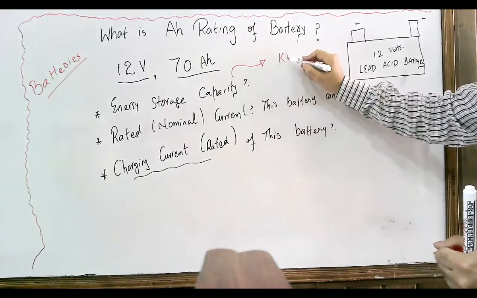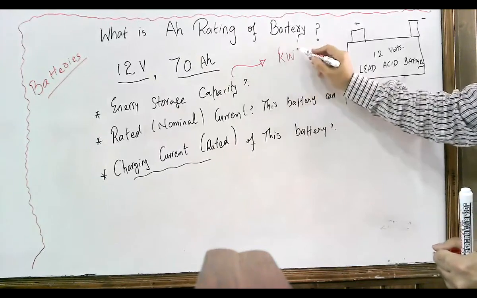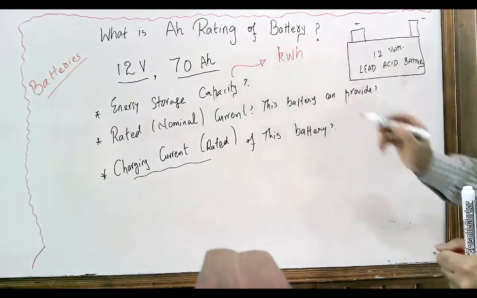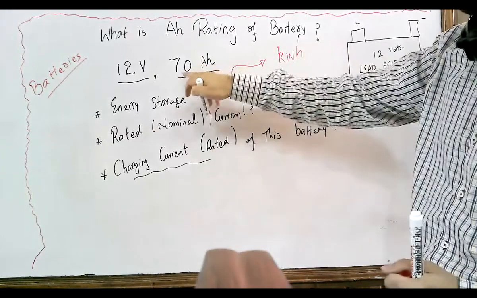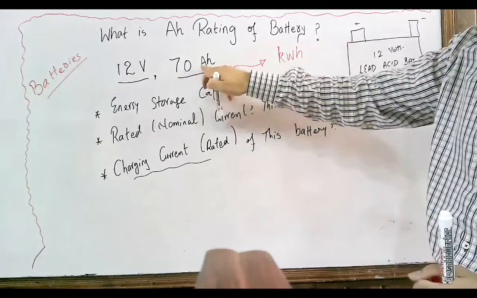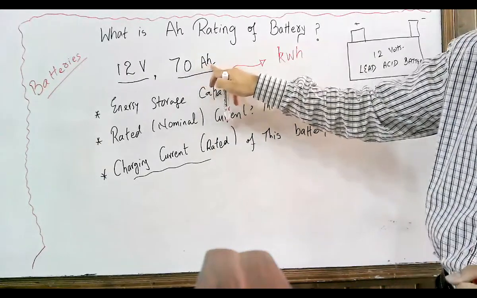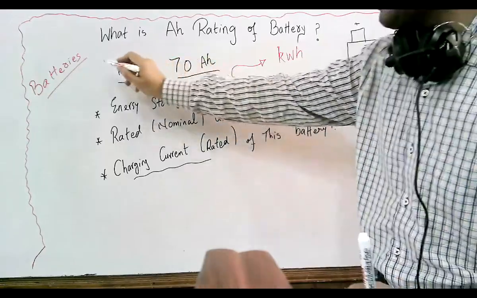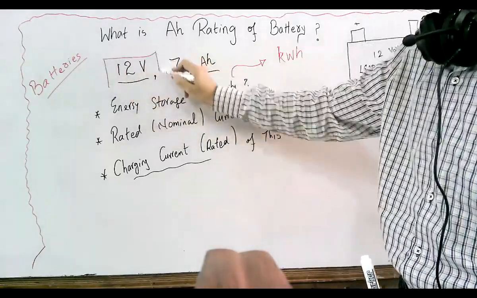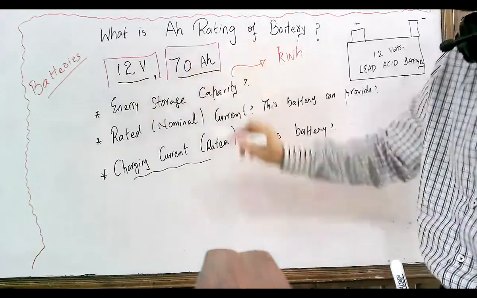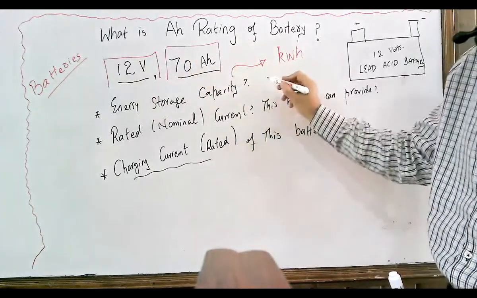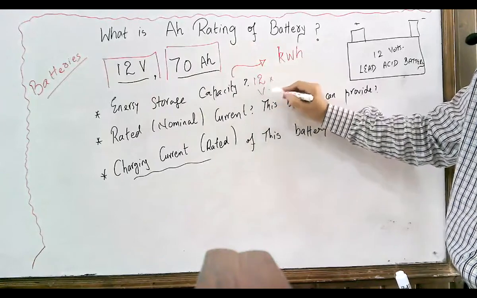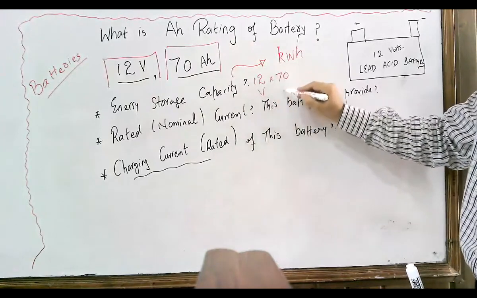Kilowatt hour. Okay, this is the unit of, now look, this is ampere hour, that is current multiplied by the time. So here we have the voltages. So if the battery has these characteristics like it is 12 volt and 70 ampere hour, it means that its energy capacity is just multiplying 12 volts with 70 ampere hour.